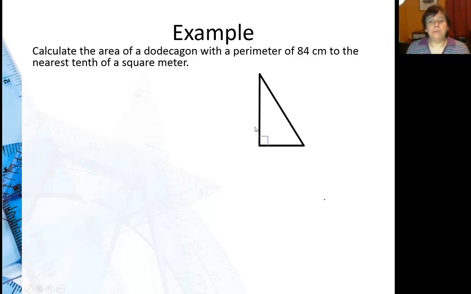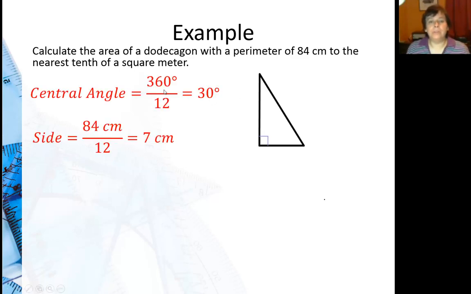If you remember from our previous lesson, we're often using this triangle where this vertical leg is the apothem, and then this is half of one side, and then this is half of the central angle. So let's start by finding the central angle, which is 360 degrees divided by 12, which is 30.